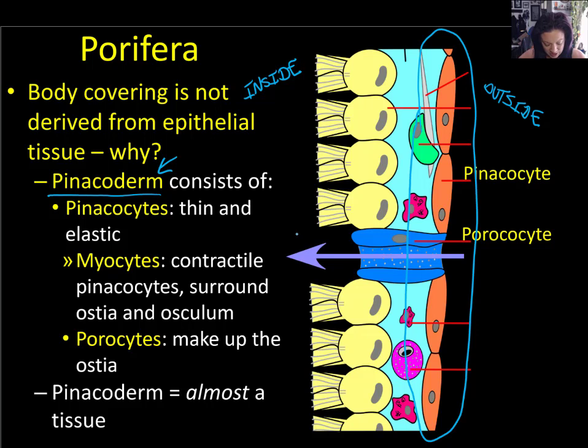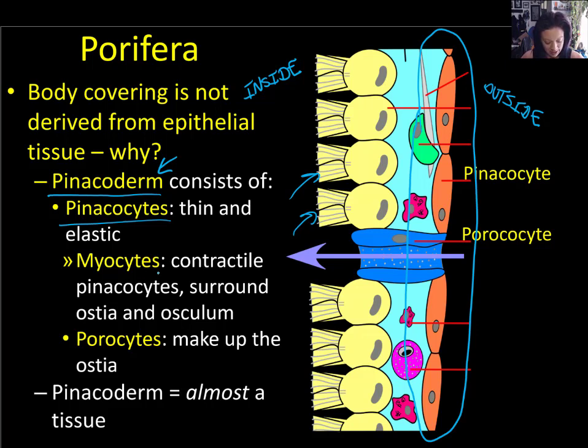Okay. You see our choanocytes here. Hopefully they're very familiar to you now. And these orange cells on the right make up that protective outer layer called the pinacoderm. Most of these orange cells that you see are called pinacocytes. They're thin and elastic, very stretchy, and they act a lot like simple squamous epithelial tissue in animals that have tissues. They make up the majority of the body covering of sponges, but in amongst those pinacocytes, you find more specialized cells that have different jobs.